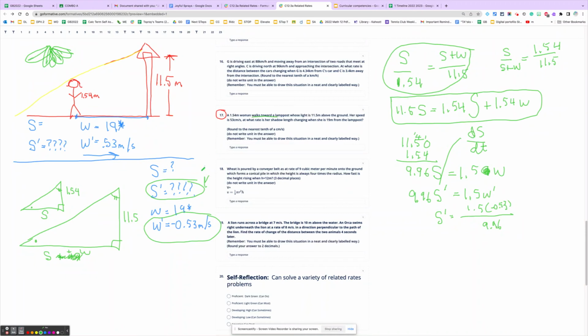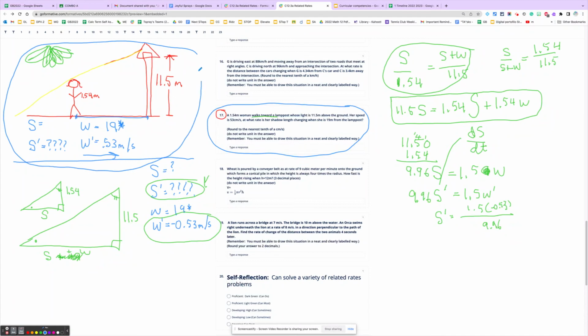Okay, so let's just talk about what the themes were here. What we did first is we read the problem. We attempted our best to model this situation, and we didn't move on until we understood what was happening. As the woman walks closer to the lamp, her shadow is going to decrease. And then we labeled it as best we could.